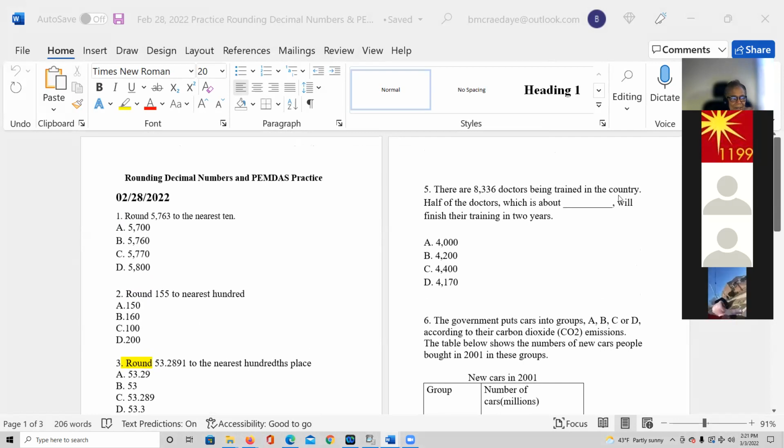Now, do you see the rounding, decimal numbers, and PEMDAS practice? Yeah. I tried to do them, but I can't remember what I did on my answer sheet. I do that at work.